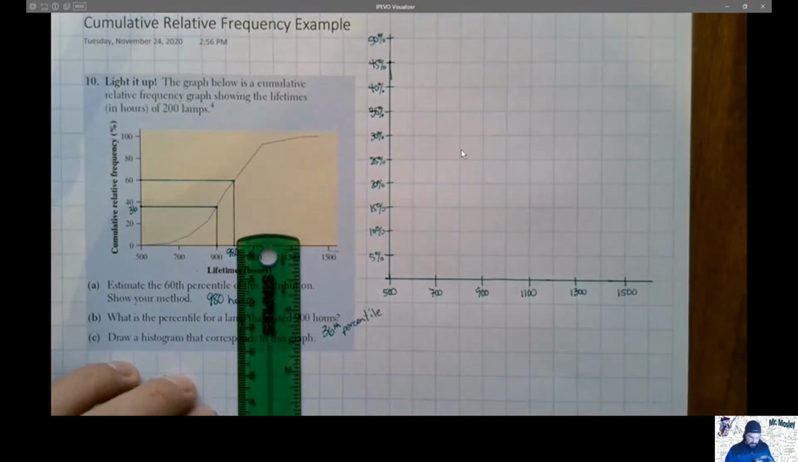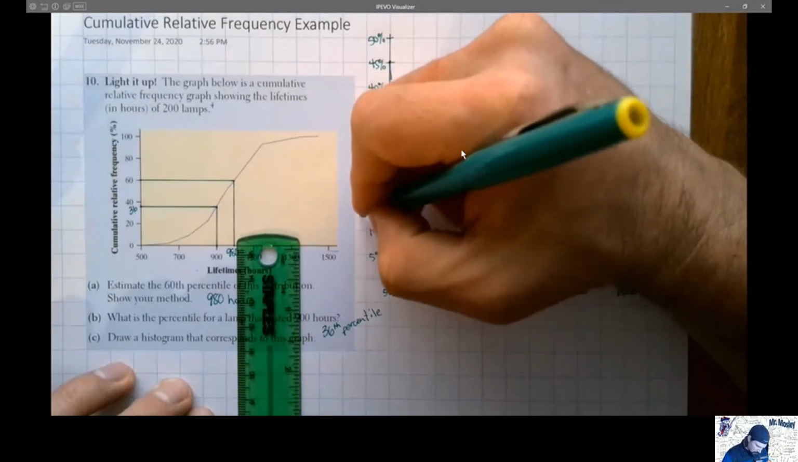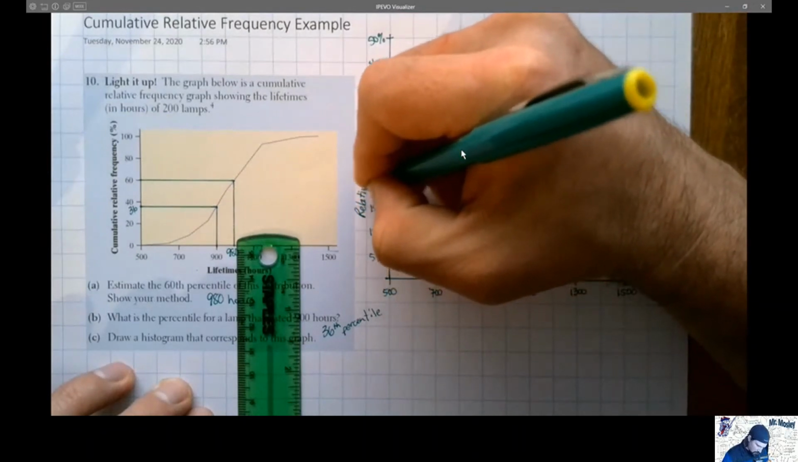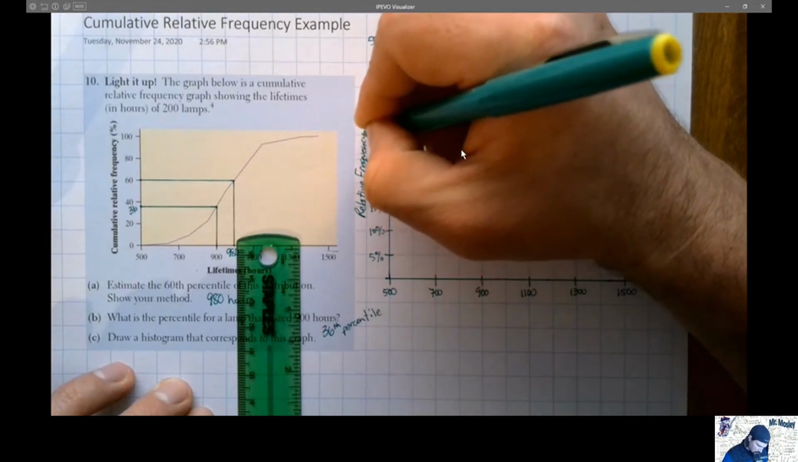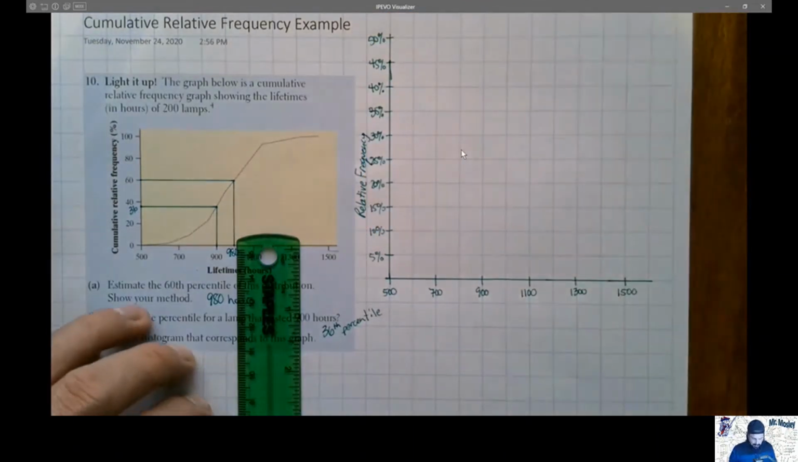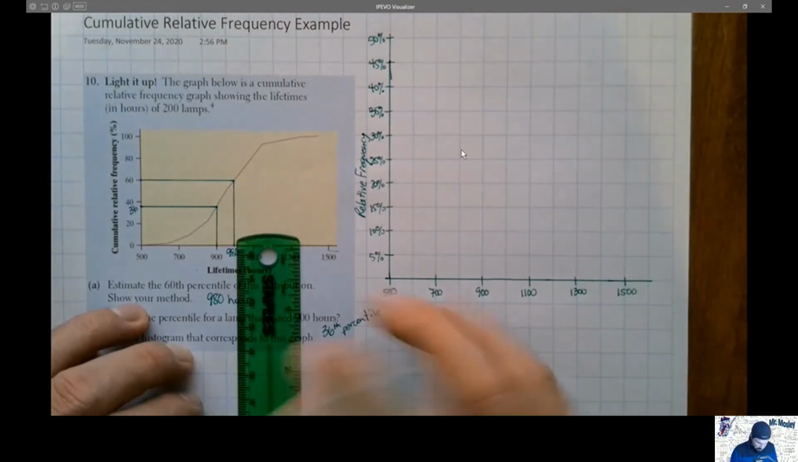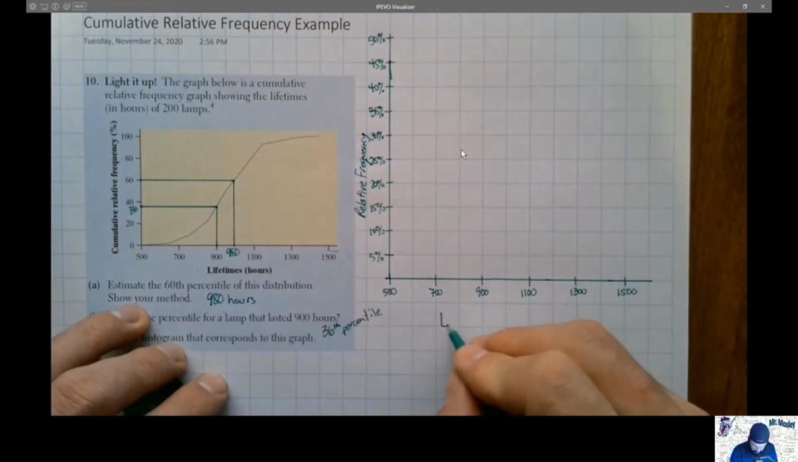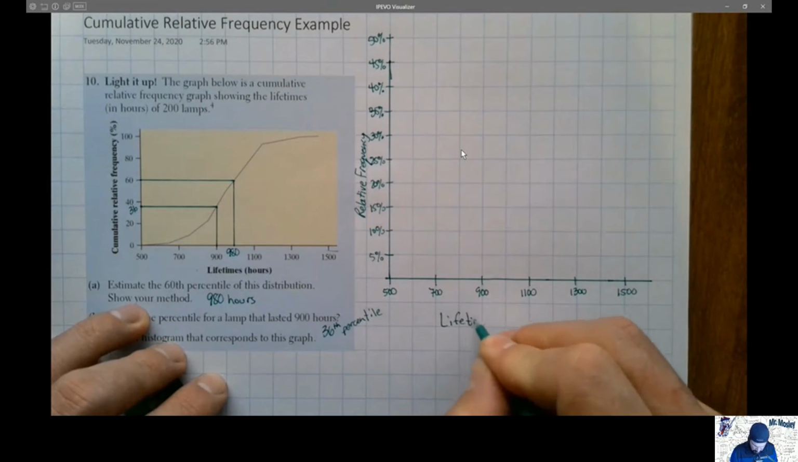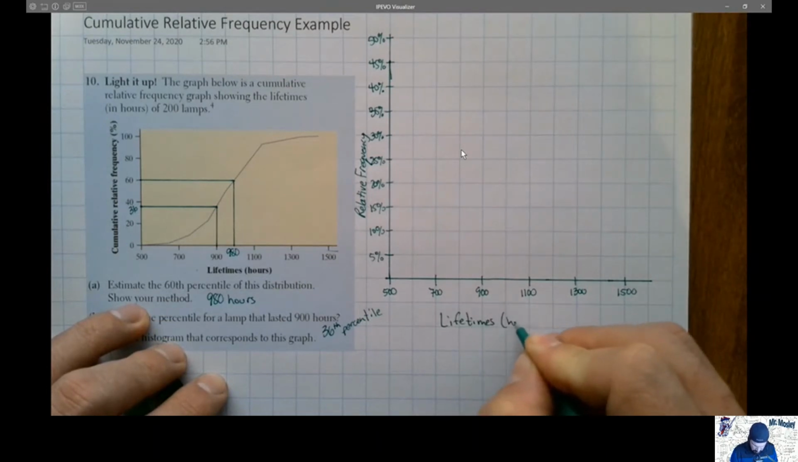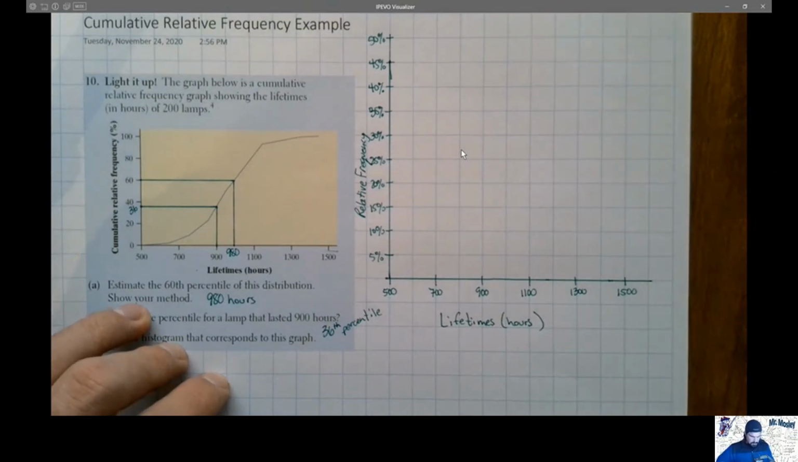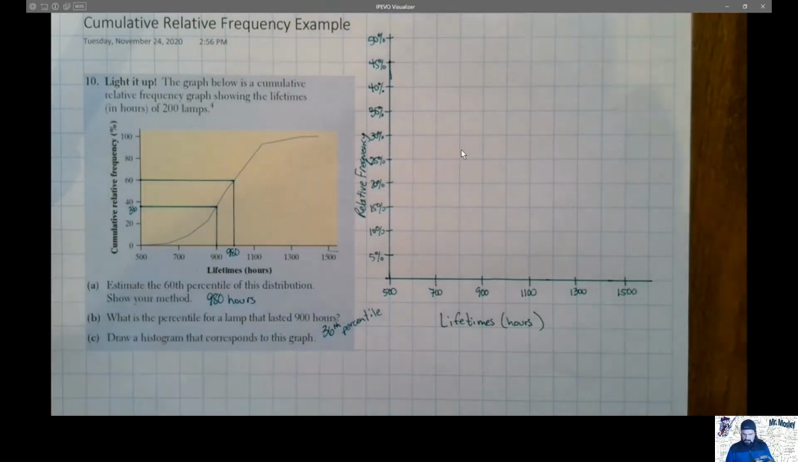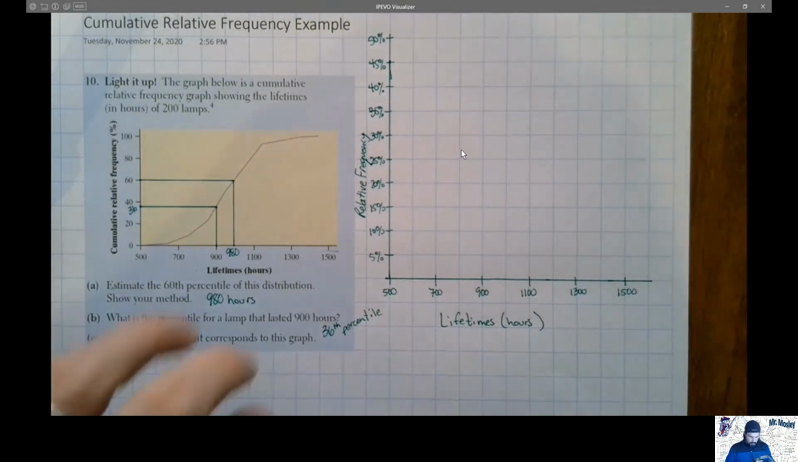So we've got our percentages. All right, so this is our relative frequency. And we've always got to label our graphs. They have to be completely labeled. All right, this is our lifetimes in hours again. All right. And so now I'm going to grab my pencil and make this not horrible.